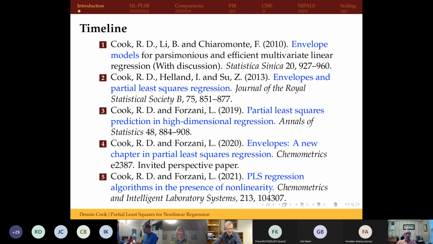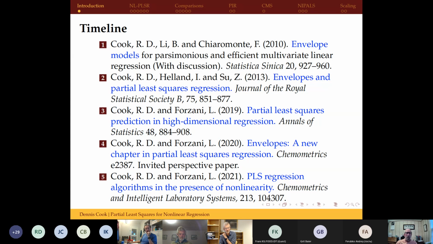A couple of years after I published that paper, Inge Helland, who has written extensively on partial least squares, was visiting Minnesota, and we began talking about the possibility of connections between envelopes and partial least squares. It turns out that through our efforts, we were able to show that there's a very close connection between envelopes and partial least squares. In fact, partial least squares is an envelope method. That gave us a lot of additional insights into partial least squares. It provided a connection between partial least squares and standard statistical models, and it brought partial least squares into a framework with which statisticians are familiar.